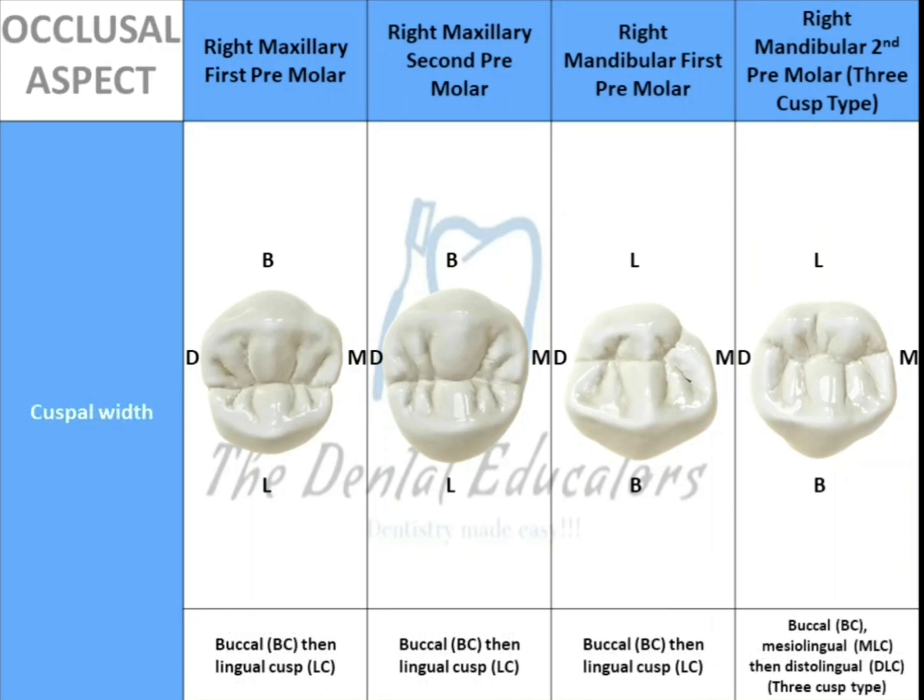Finally, let us evaluate the cuspal width for all maxillary and mandibular premolars. On the maxillary first premolars, the buccal cusp is the largest cusp, followed by the lingual cusp. Similarly, the maxillary second premolars show the same characteristic feature of a larger buccal cusp followed by the lingual cusp. The mandibular first premolars also have the largest buccal cusp followed by the lingual cusp. In the three-cusped mandibular second premolars, we still have the largest buccal cusp, but it is followed by the Mesio-Lingual cusp marked by MLC and then the Disto-Lingual cusp marked by DLC.